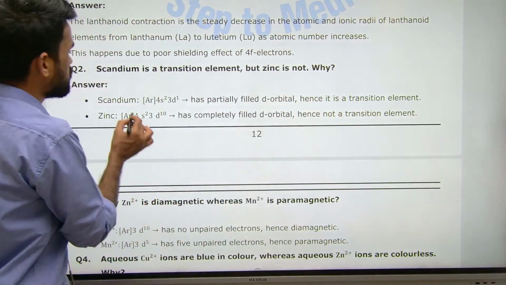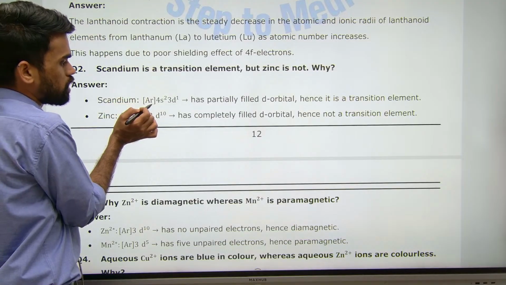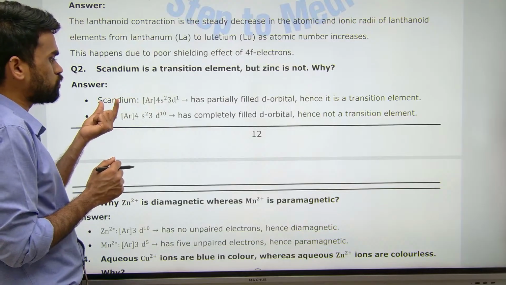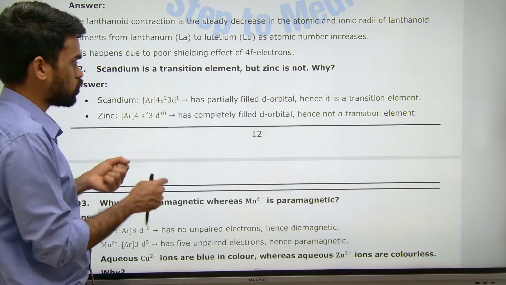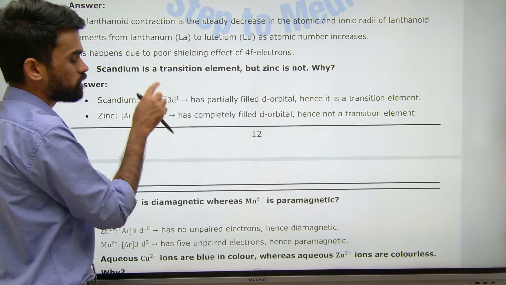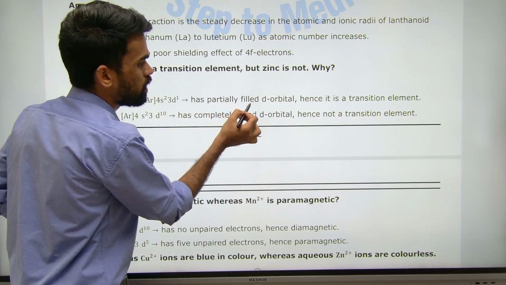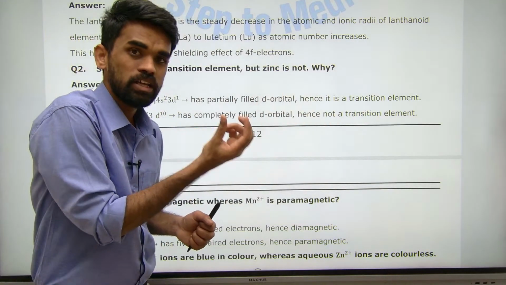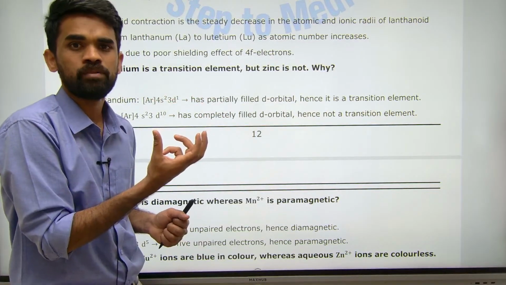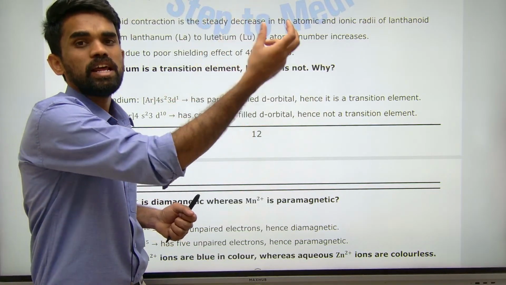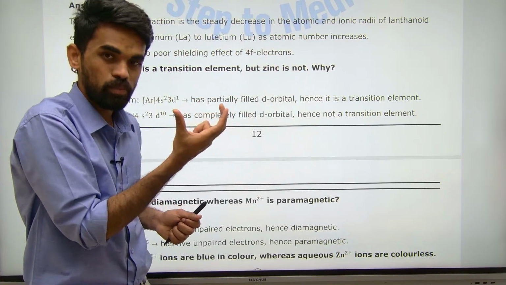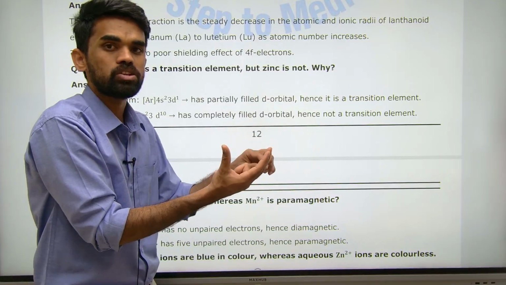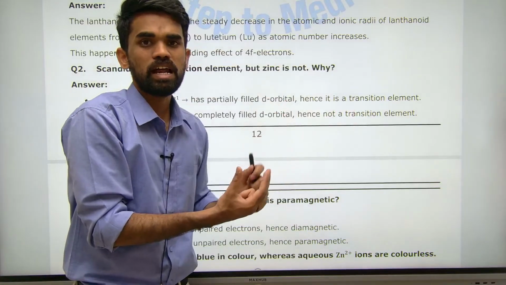Just see here, scandium has the electronic configuration of argon 18 plus, scandium's atomic number being 21. So scandium 21, argon 18, so 3 more electrons I should add. That is 4s2 3d1. So it has a partially filled d orbital, hence it is called a transition element. So what is the primary criterion? There should be some partially filled d orbital in the elemental state or in the most stable oxidation state, then we can say it is a transition element.